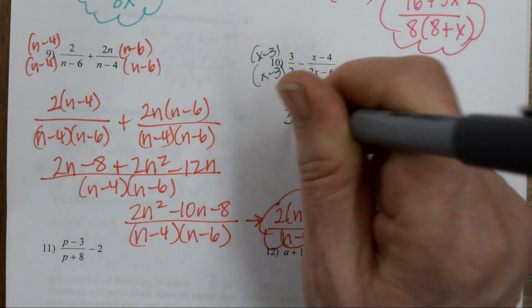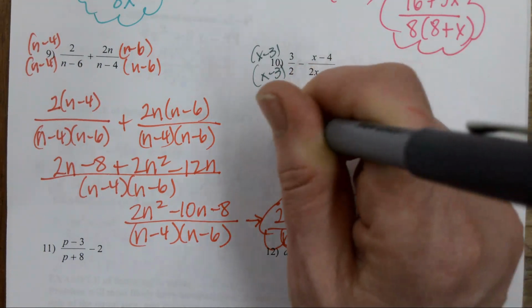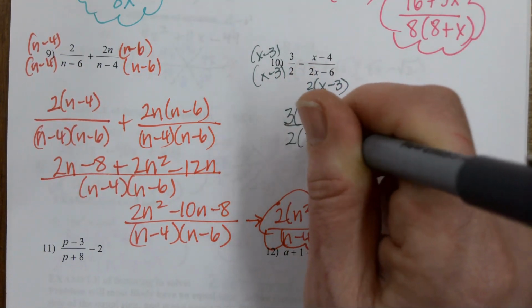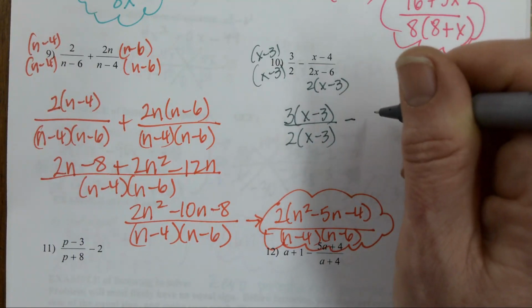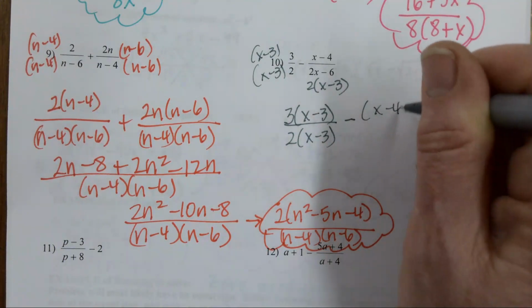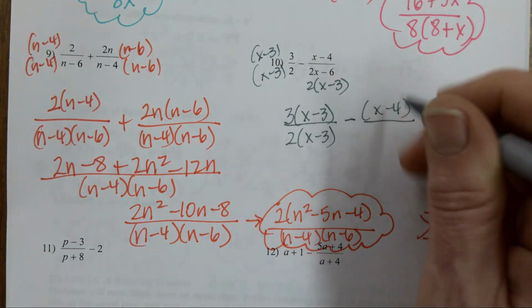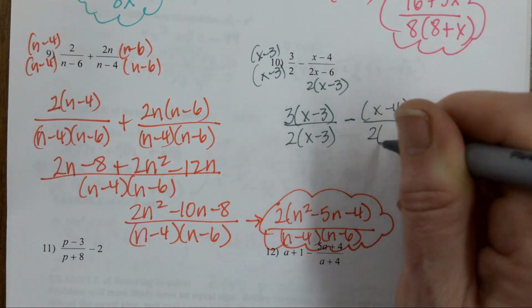So 3 times x minus 3 over 2 times x minus 3 minus x minus 4 over 2 times x minus 3.